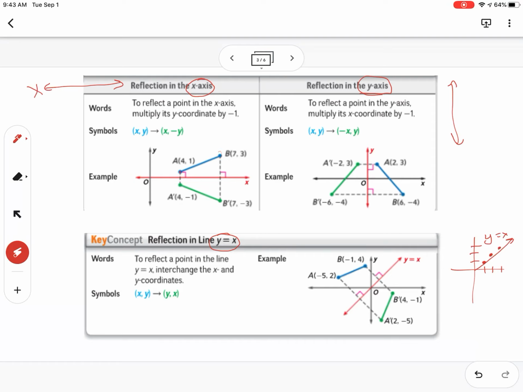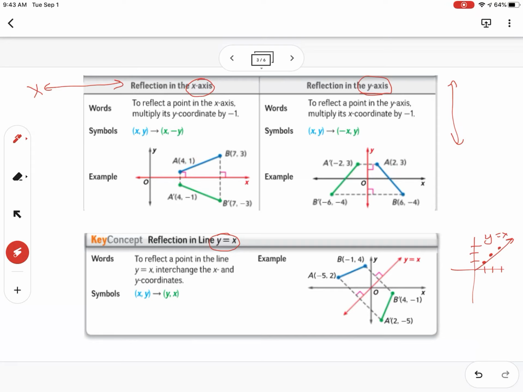So we start with A and B here. You see A is 1 up. So to get the new one, I went 1 down. So it's 1 space on each side of the x-axis. B was 3 up: 1, 2, 3. So it's 3 down on the bottom. So you see positive 3 on the top, negative 3 on the bottom.